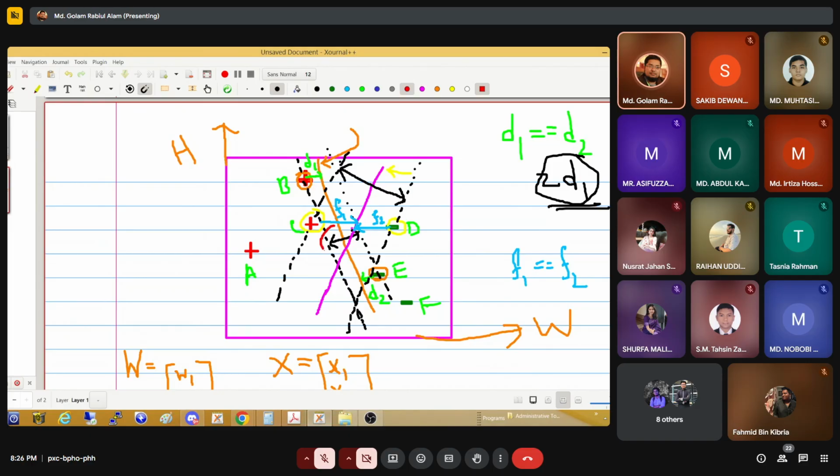So this margin is smaller than this one. That is, we can say this 2F1 is greater than 2D1. Okay, so the second margin we completed for our second hyperplane is greater than the first one.